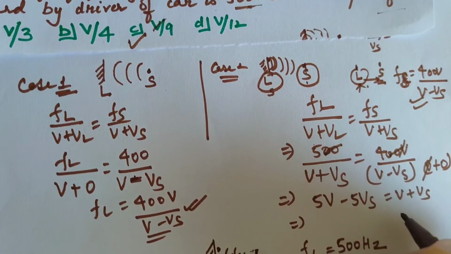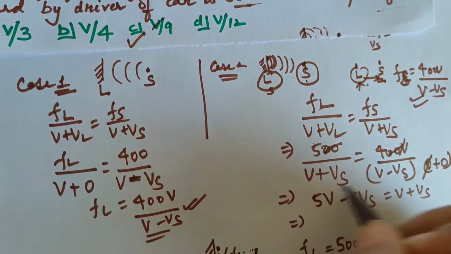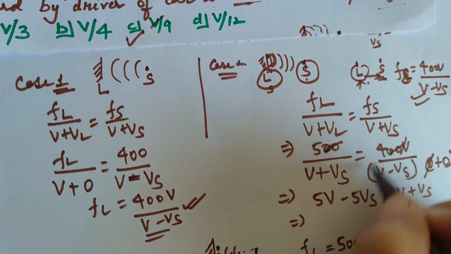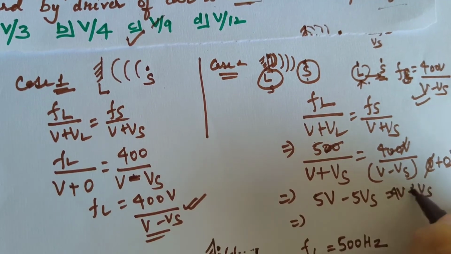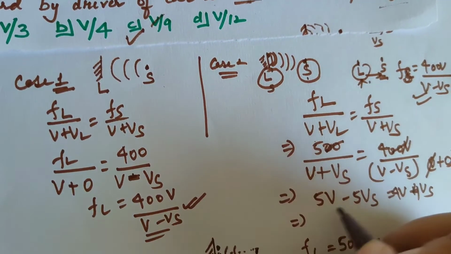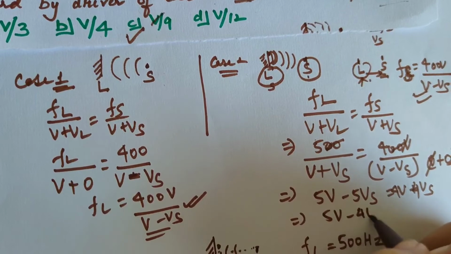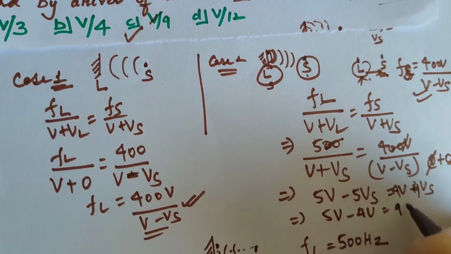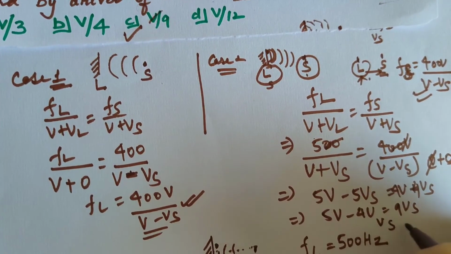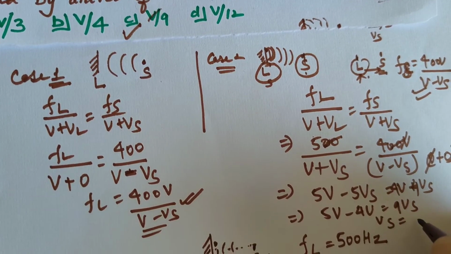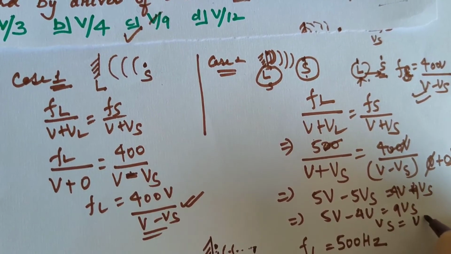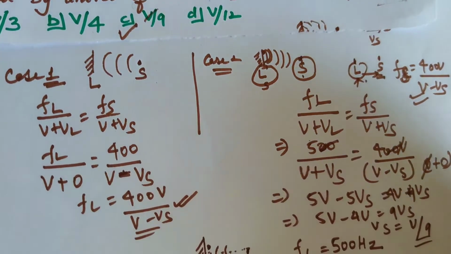Okay, now we have to cross multiply: 4V and 4Vs. So 5V − V is 4V, let's solve this. This is 9Vs = 4V... so the speed of the car is going to be V upon 9. So this is the speed of source.